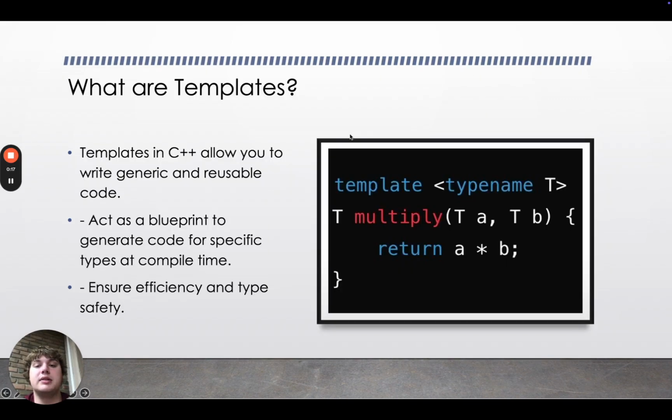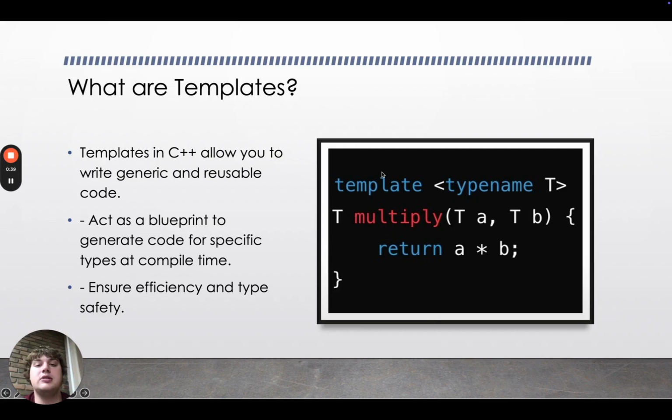So what are templates? Templates in C++ allow you to write generic and reusable code. Instead of defining a function or a class for each data type, you can define it once using a template, and it will work with the type you specify. Templates act as a blueprint. At compile time, the compiler generates the necessary code for the types you use, ensuring efficiency and type safety.